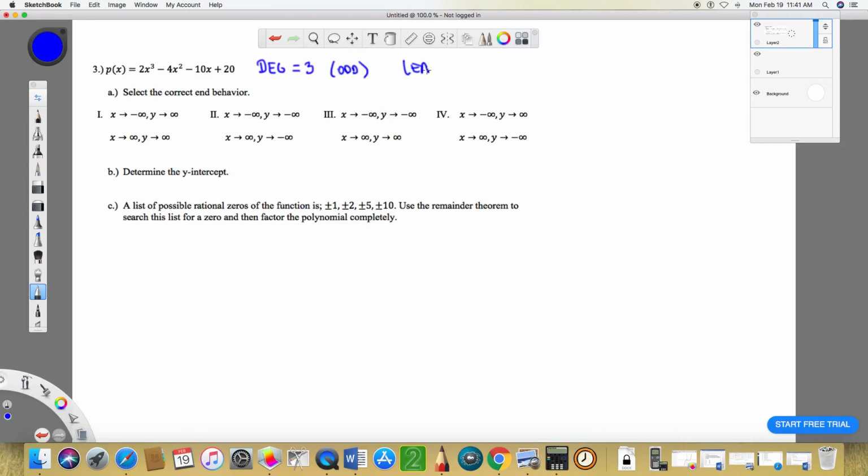The leading coefficient is 2, which is positive. So it's going up to the right, down to the left. The y-intercept, if you input 0 into this function, you get 20, which has coordinates 0, 20.